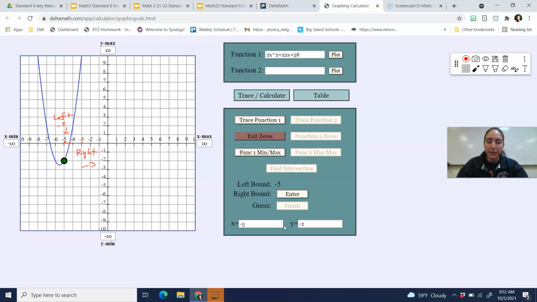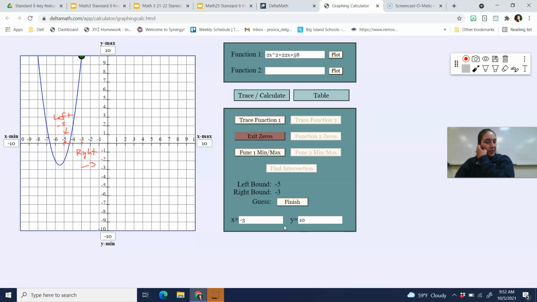Right bound, what did we say to the right? We said -3 to the right. Hit enter. So this is saying, look for the intercepts that are between x equals -5 and x equals -3. Look at the zeros between there.